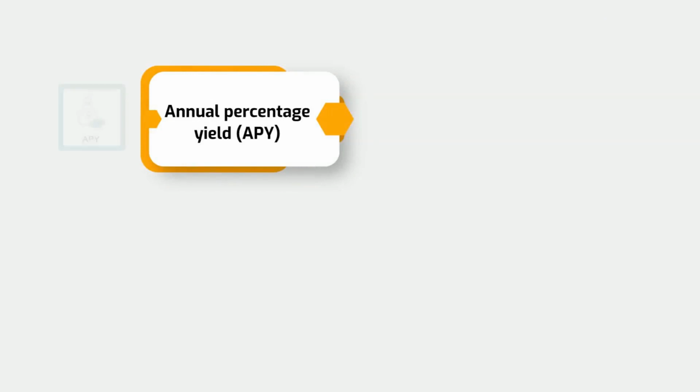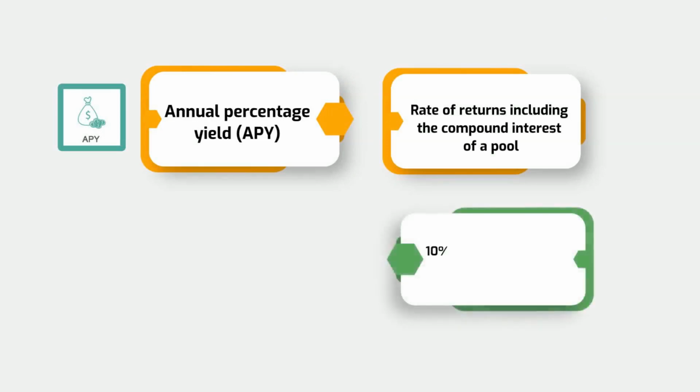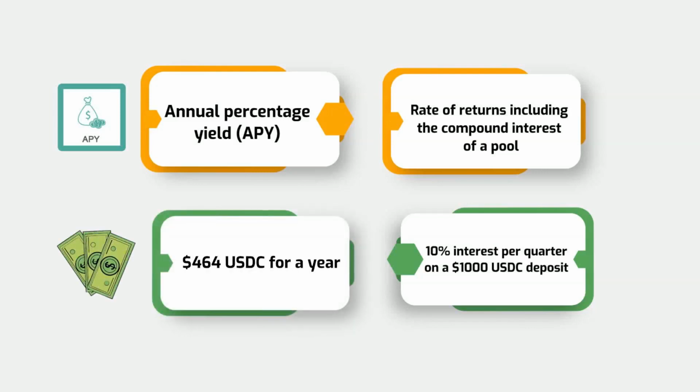Annual percentage yield is used to indicate the rate of returns, including the compound interest of a pool. For example, if an investor would earn 10% interest per quarter on a $1,000 USDC deposit, and he decides to leave his received interest in the liquidity pool, the pool compounds the interest. The same investor would receive $464 USDC after leaving his deposit for a year.